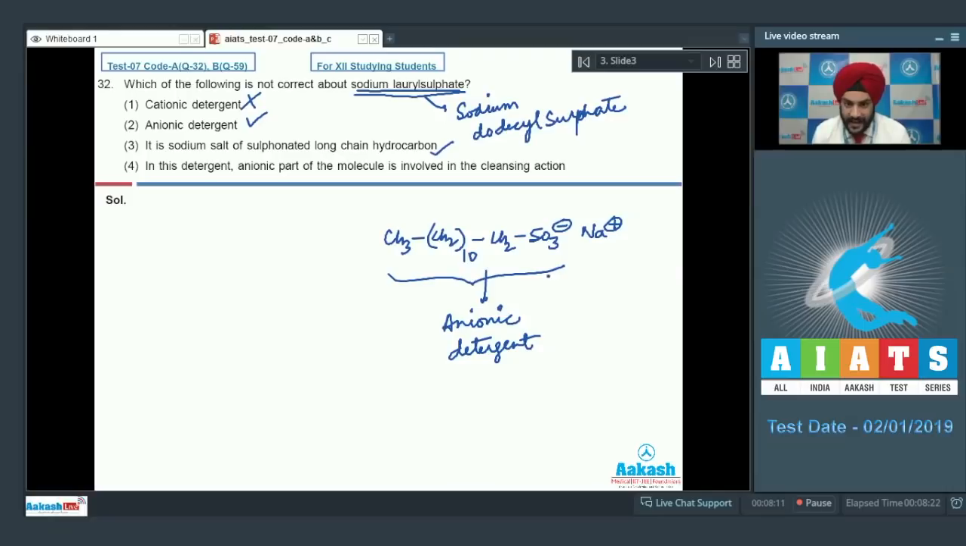Let us look at the fourth statement now. In this detergent, the anionic part of the molecule is involved in cleansing action, students. We had already seen that this statement is also correct. So the examiner seems to be interested in the statement which is not correct, and we have to select option 1 as the correct answer to our question.